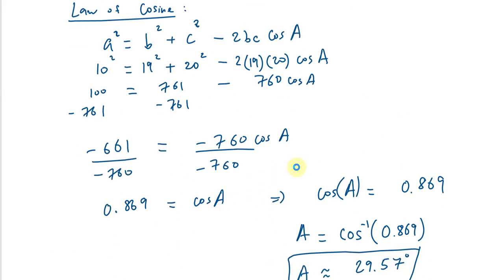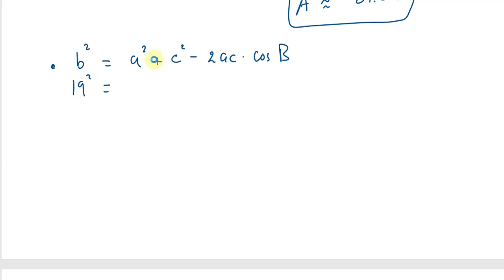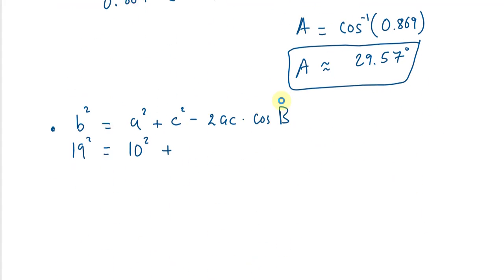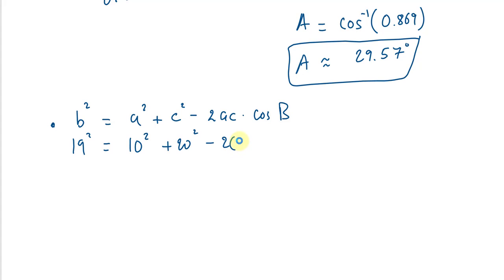Now, to find the angle B, we have to use the b squared formula. b squared again is a squared plus c squared minus 2ac cosine of this angle B. I know that b is 19 squared, a squared is 10 squared, and c is 20 squared, minus 2 times a, 10, times c, 20, and then cosine of B. So 19 squared gives me 361, and 10 squared 100 plus 20 squared gives me 500, and then 2 times 10 times 20 gives me 400 cosine of B.